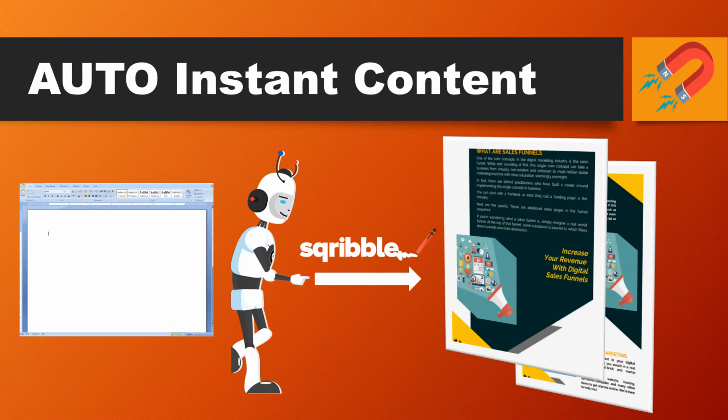Now, this is a massive feature of Sqribble. It will allow you to populate your entire ebook with automatic instant content. This is the big one. They've got an incredible content engine. With just a few clicks, it's going to fill out your entire ebook. So just keep watching to find out more about this.